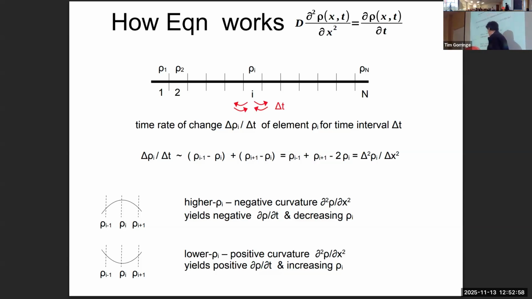If you have a distribution like this, a valley across those three cells, and so there's a lower number of particles in the central cell, that's a positive curvature as a function of spatial coordinate. So positive curvature as a function of spatial coordinate means that the rate of change of the contents of the central bin is going to be increasing. The slope is positive, which is again what you would expect. If you have fewer counts in the central cell than in the neighbors, more of the neighboring particles are going to come in from the left and right than are moving out from the central cell.